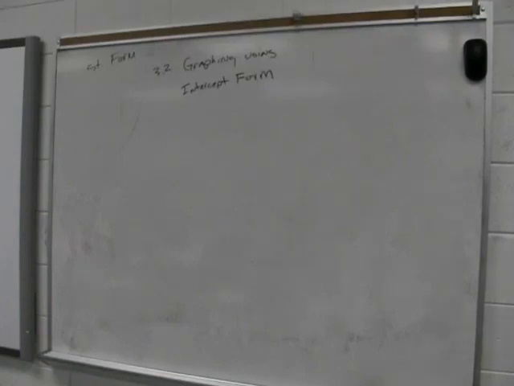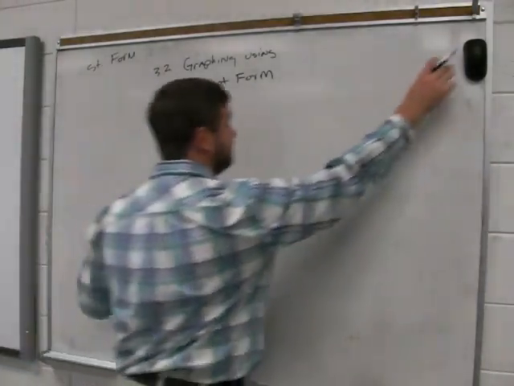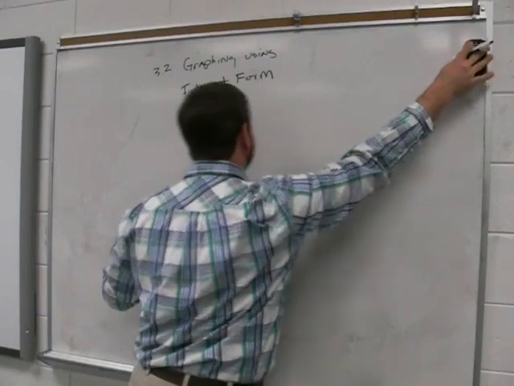All right, here we go. We're talking about the last part of 3.2. This is graphing using intercept form. This is the last form. We've already talked about standard form. We've already talked about vertex form.